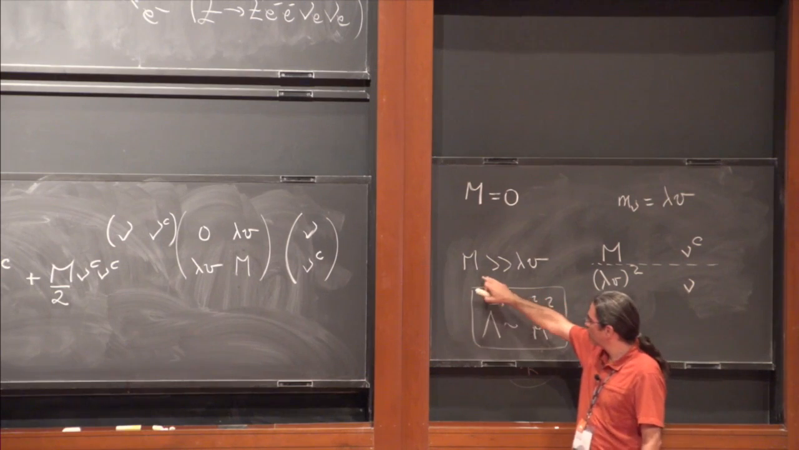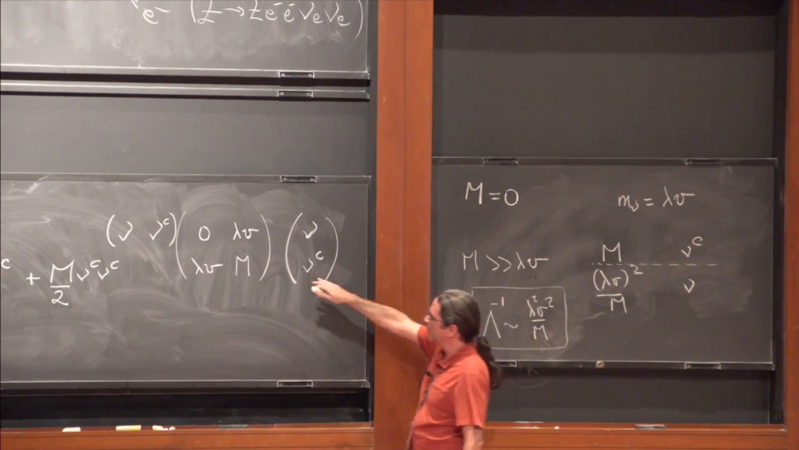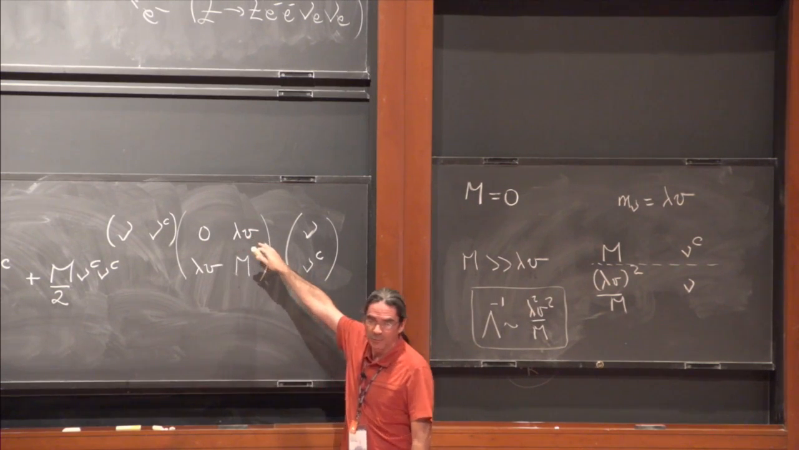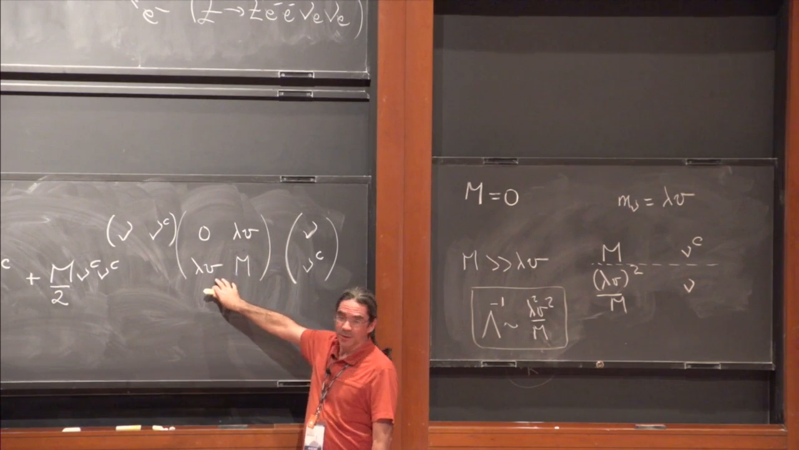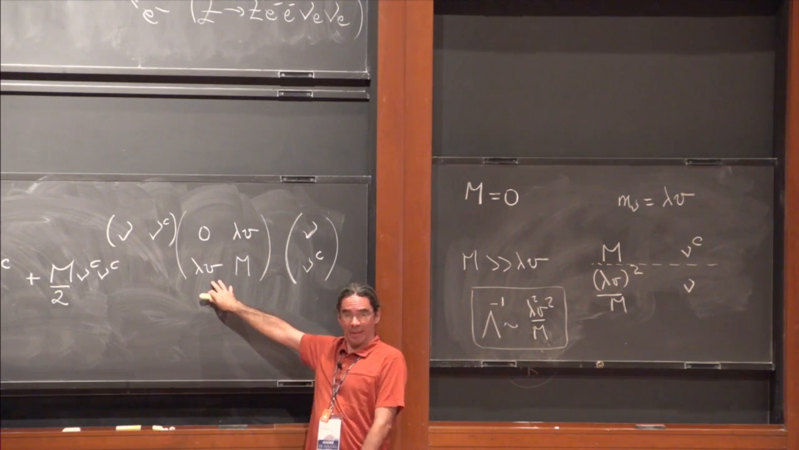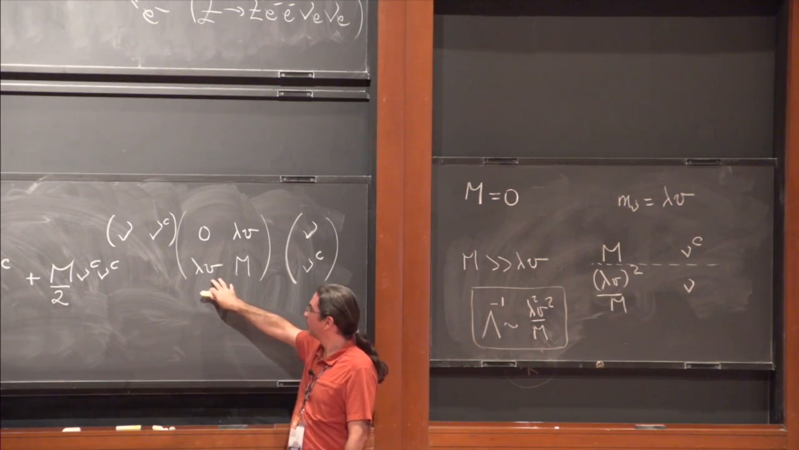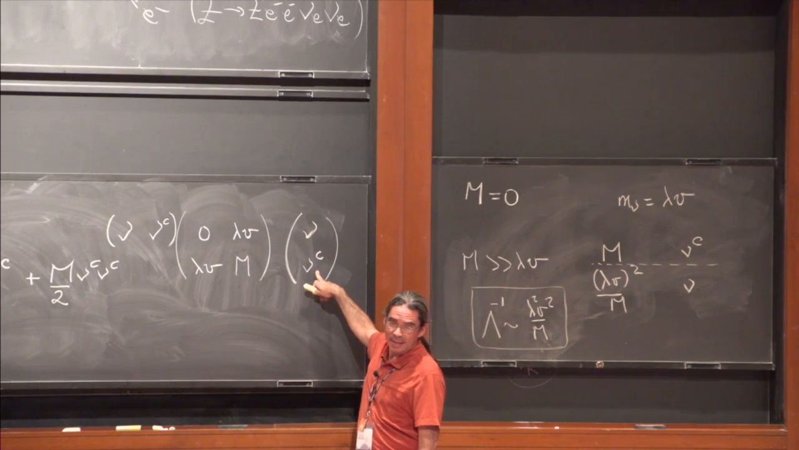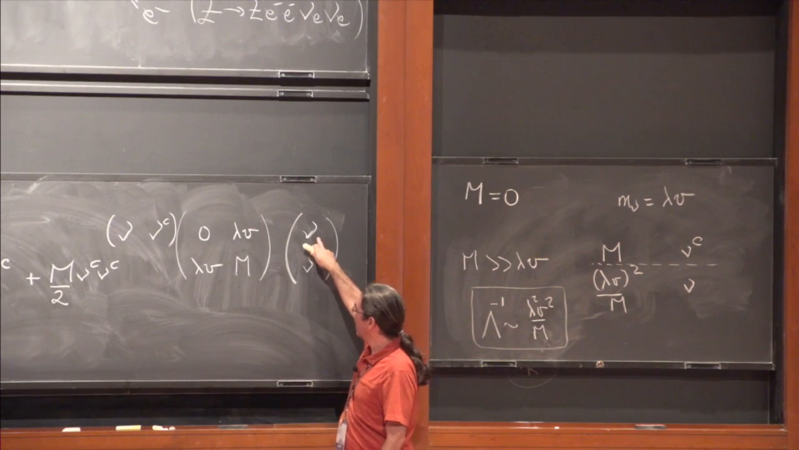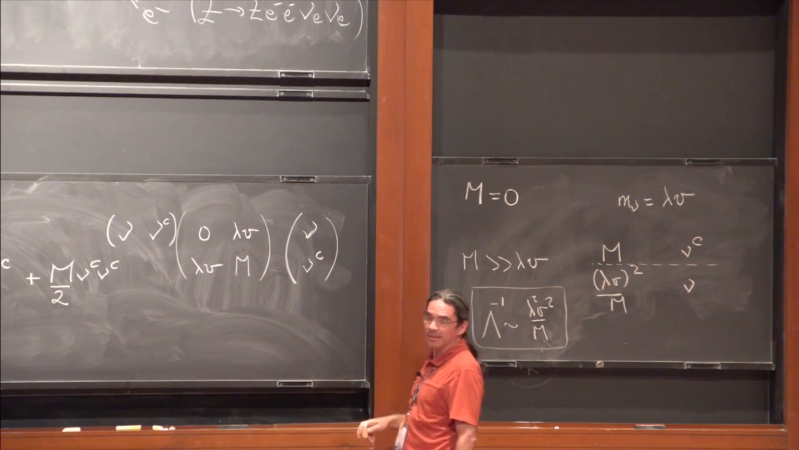So the last model is when m is of order lambda v. That's when this matrix here is some generic matrix and no approximations are good approximations. And that scenario is actually ruled out by experiment. It's ruled out by experiment because this is a scenario where you have neutrinos and you have this other object here that looks like a sterile neutrino. And those sterile neutrinos mix a lot with the standard model neutrinos. That's ruled out by experiment.